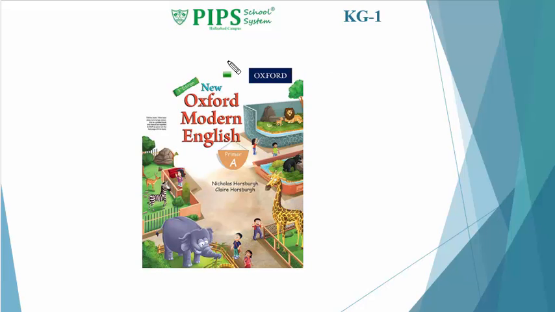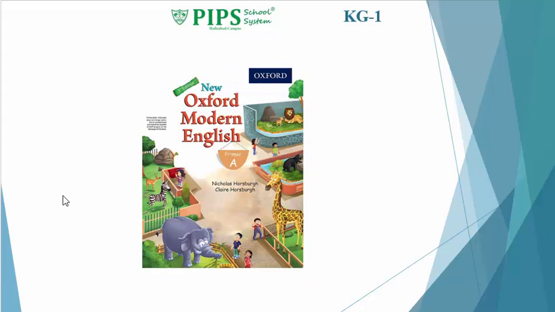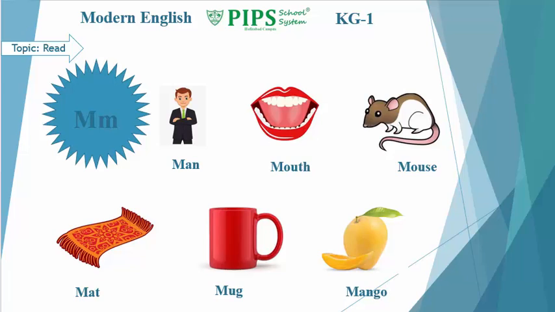KG1 class. Today we are going to study from the book New Oxford Modern English Primer A. Let's begin today's lesson. Today our topic is read. KG1 class, first of all, watch on screen. Do you know what is the name of this letter? The name of this letter is M. This is a capital letter M and this is a lowercase letter m. Sounds like M. Let's learn which things begin with the letter M.